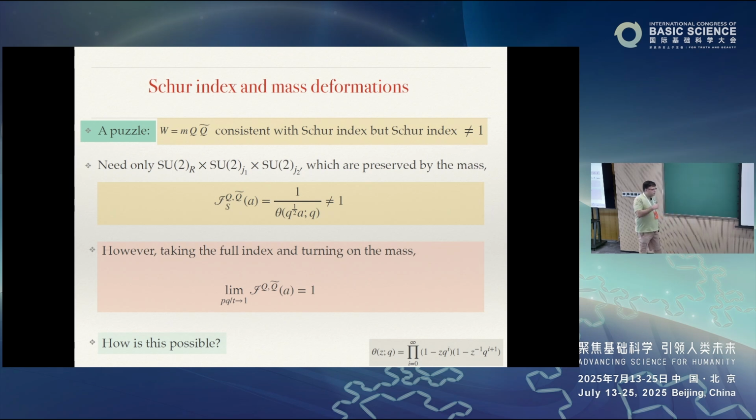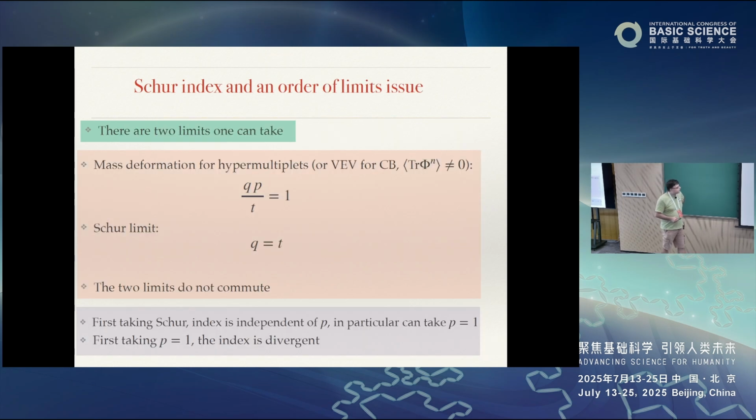On the other hand, we already discussed that if we take the full index, depending on P, Q, and T, and set the fugacity so that we break the U(1)_R symmetry, so we set PQ over T going to 1, the full index does go to 1. So what the hell is going on here? And of course, the answer is extremely simple: there is some order of limits involved in this computation that we need to understand. Okay?